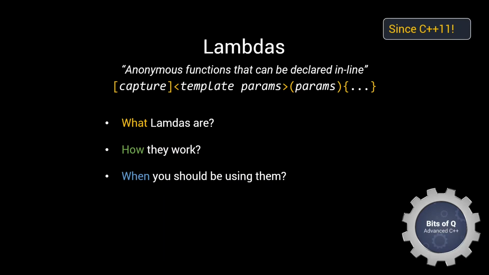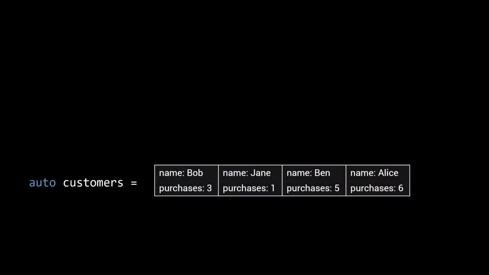Let's get started. First, a bit of a motivational example. Say I have a vector of customers. For every customer I have a name and the number of purchases they made. Now I want to sort this vector based on the number of purchases.